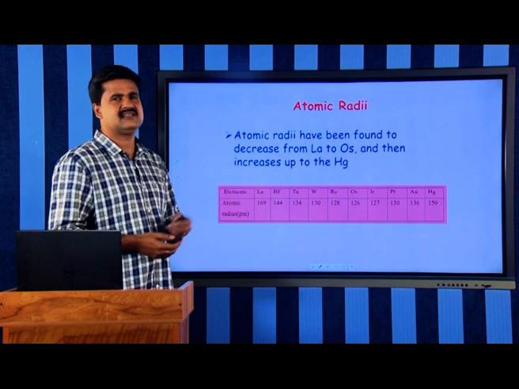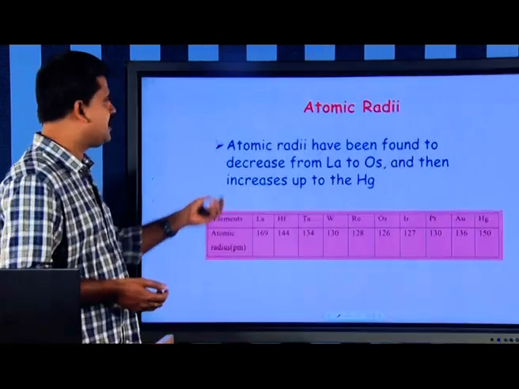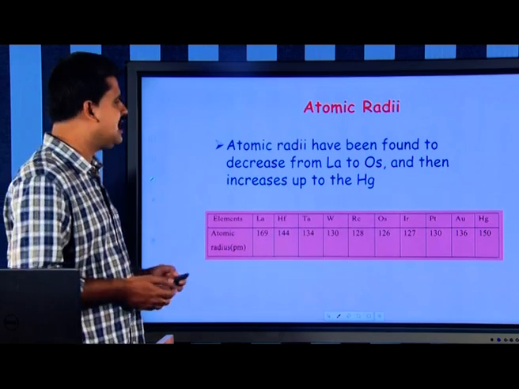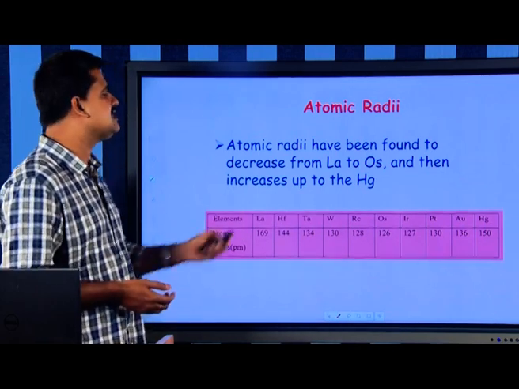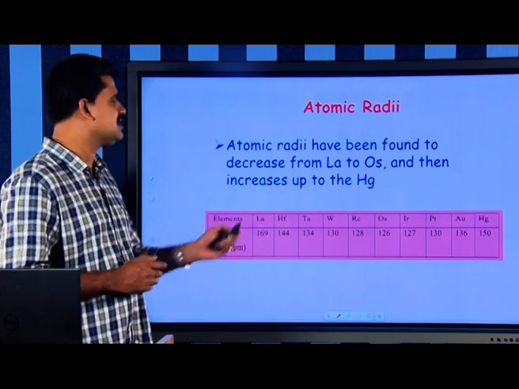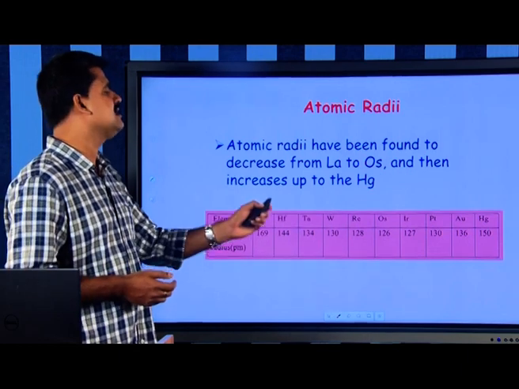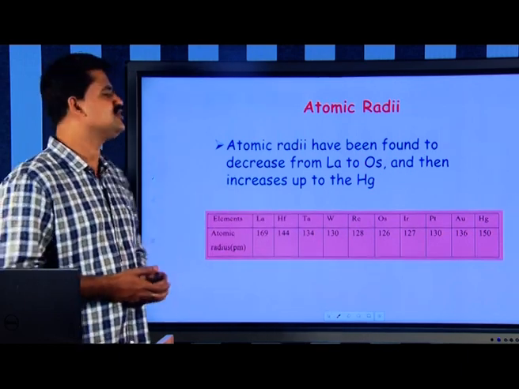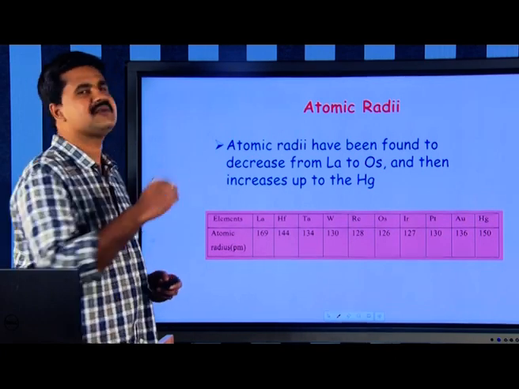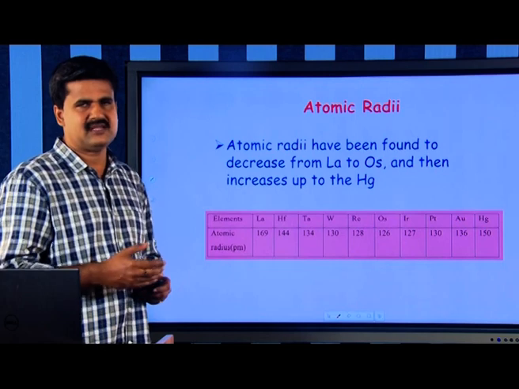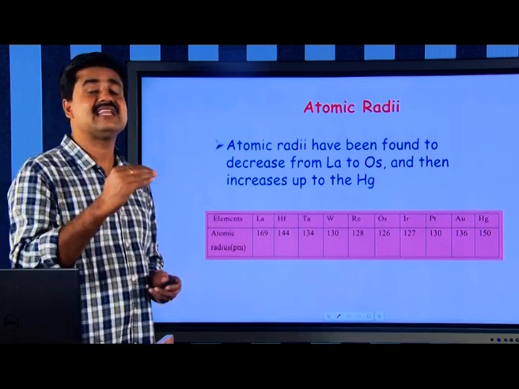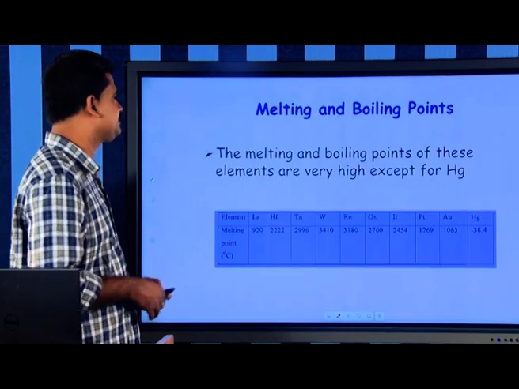This chart shows the atomic radii values in picometer units, and from this it is clear that the smallest 5D series element is osmium, with atomic radius equal to 126. There is a gradual decrease from lanthanum to osmium, then the atomic radius increases up to mercury. This variation is attributed to the variation in the screening or shielding effect.